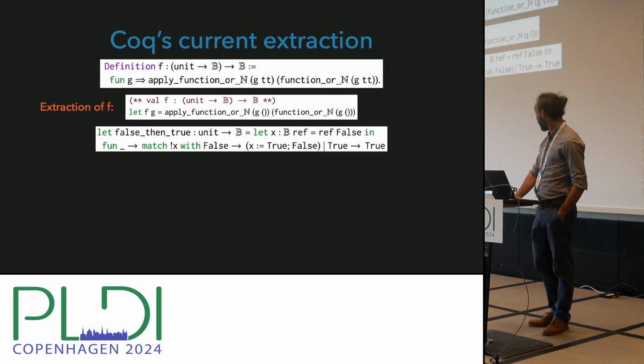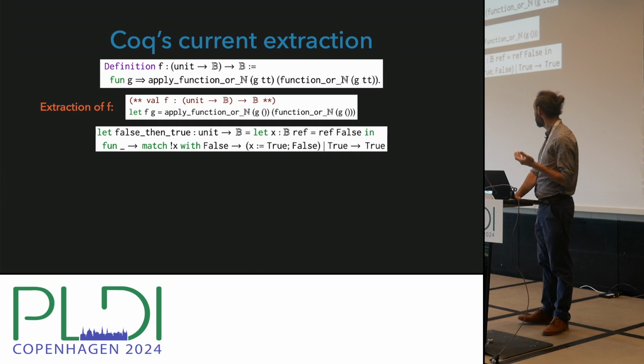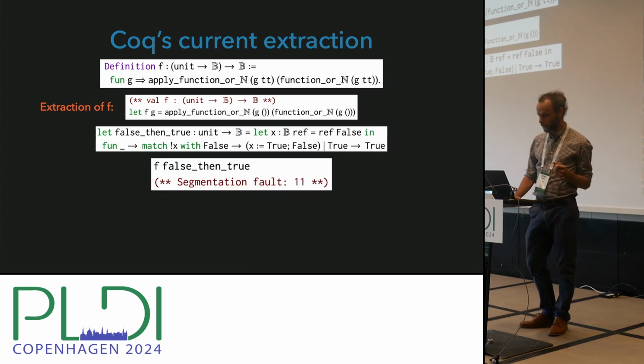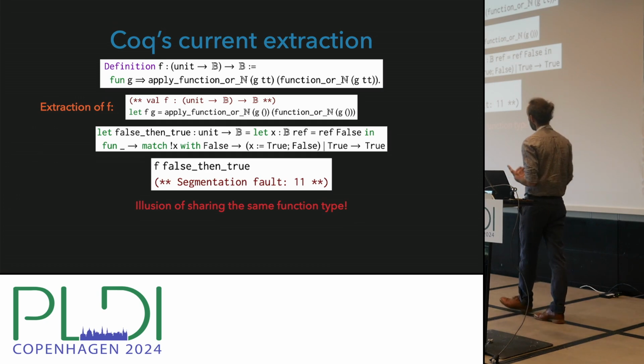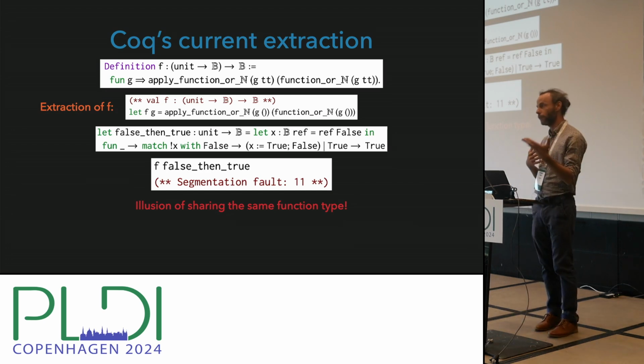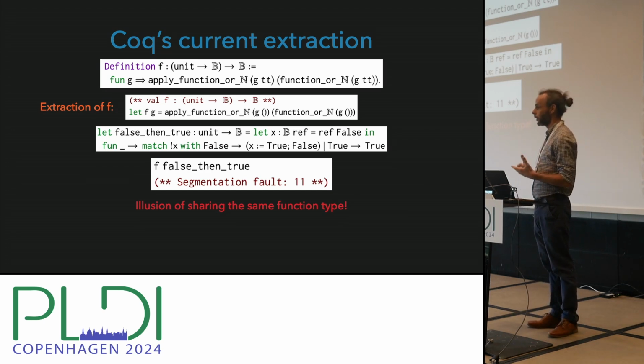Then I can define myself in OCaml a specific function from unit to bool that actually returns false at the first call and then true. I call my extracted program with that function, and what happens is a crash. So something is amiss here. What is problematic is that we have the illusion that the extracted programs' types correspond exactly to the ones we had in Coq, but it's not the case. The function types are different in OCaml and Coq.